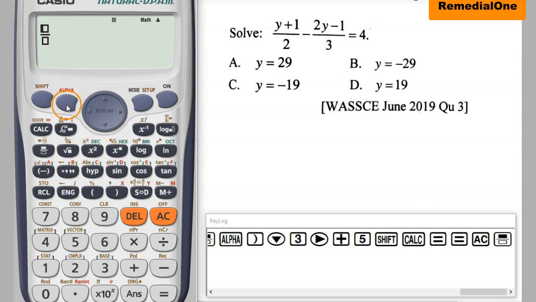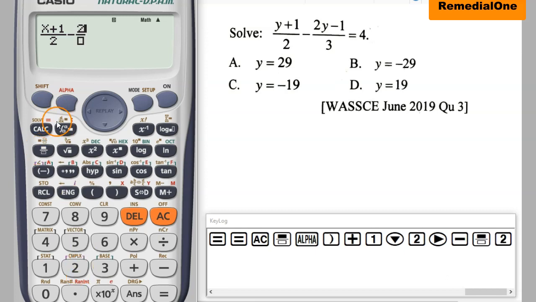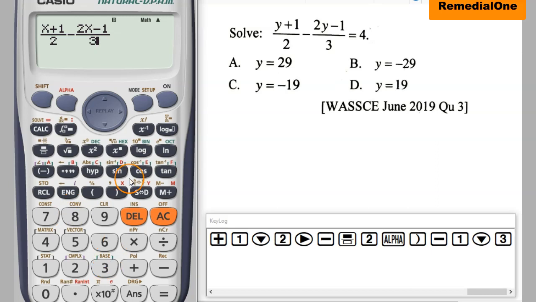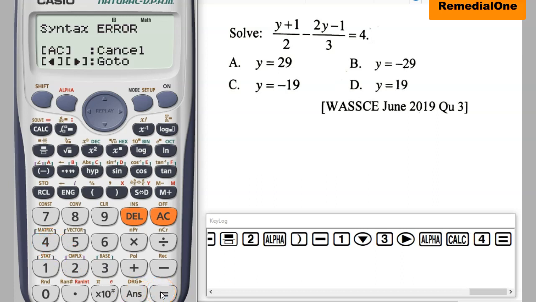The variable is y, but we can't use it, so we are using x from the calculator plus 1. The denominator is 2. Then we subtract and we pick another fractional bar, and it's 2. Then the variable, we pick x here, minus 1 on 3, all on 3, equal here, pick the calc, and then 4. Boom. So you see the mistake that I made here, it didn't work. Again, I should have solved it. So be careful with that.